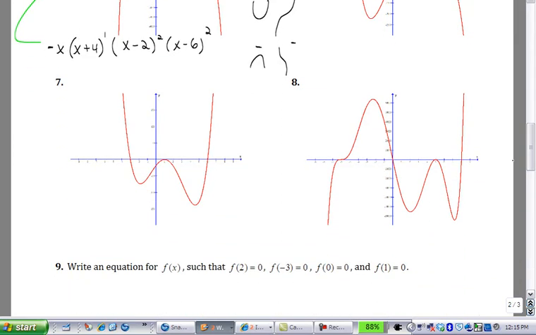So, okay, let's do 8. When I look at 8, 8's definitely odd, and it's a positive leading coefficient.